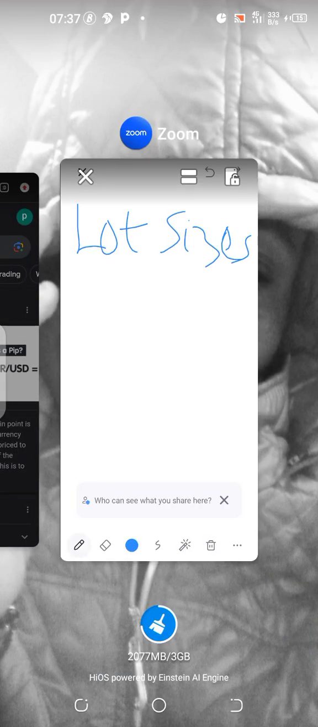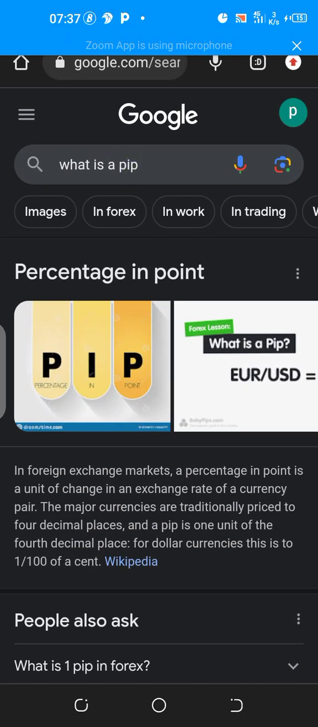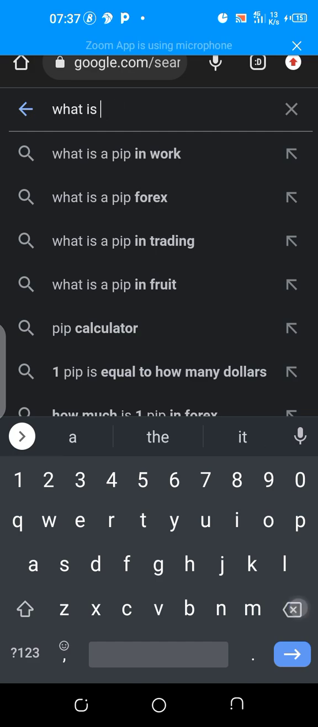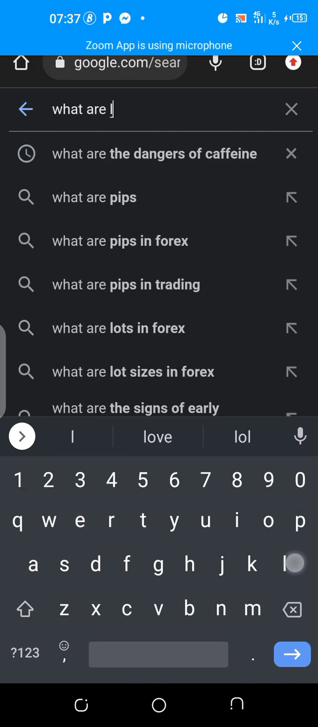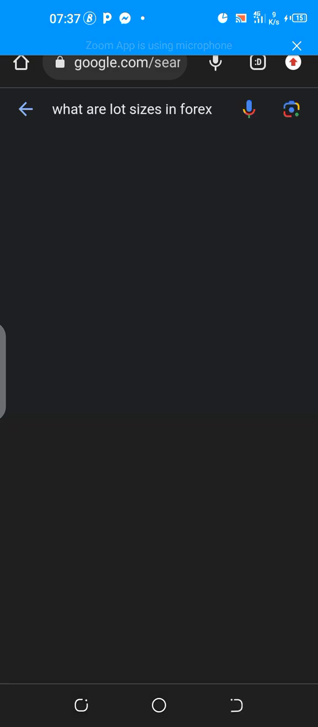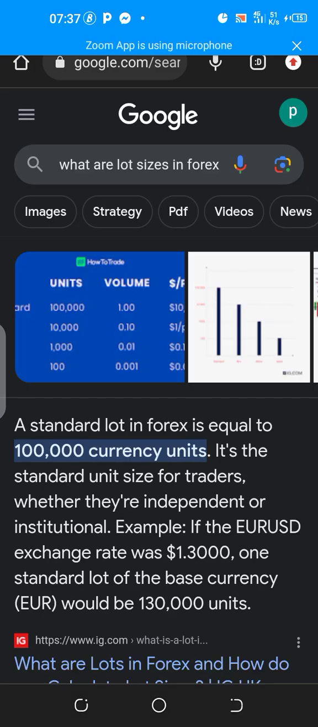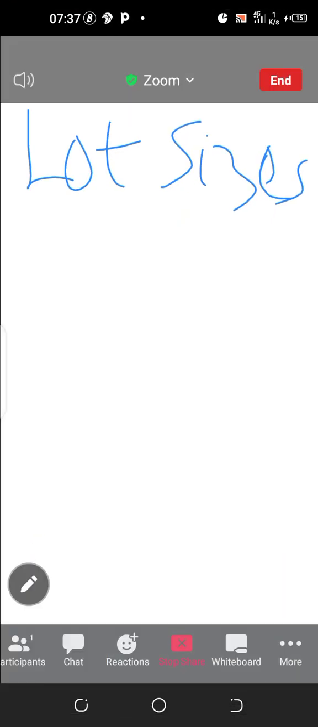Let's do our review and check what lot sizes are. What are lot sizes in forex? A standard lot in forex is equal to 100,000 currency units. It is the standard unit size for traders, whether they are independent or institutional. That's what I want you to understand. Lot sizes determine how much you make in the foreign exchange market.